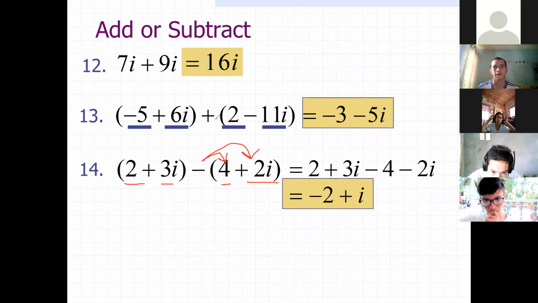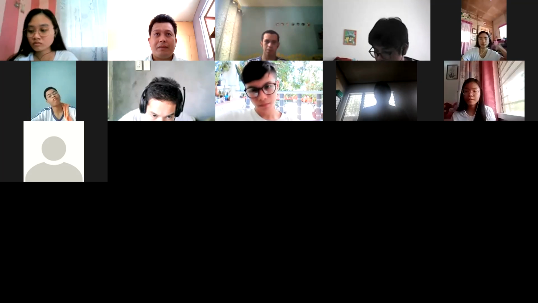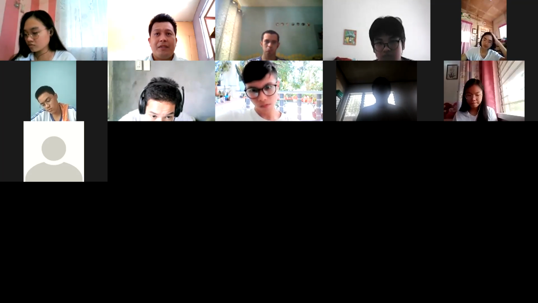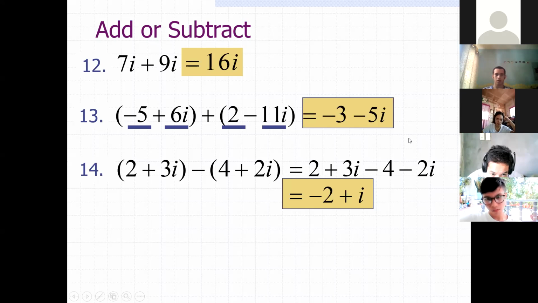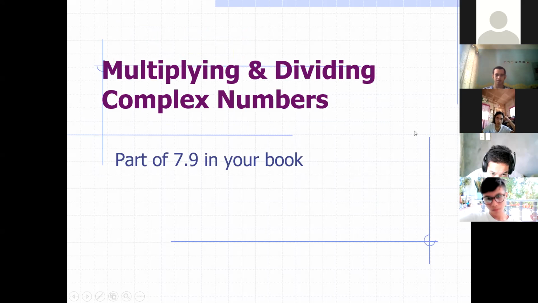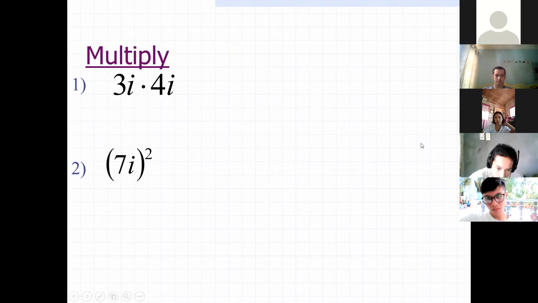No problem with the first part, because positive times negative is still negative. But here, you have negative 4 and negative 2. So combining 2 and negative 4, we have negative 2. Then 3 and negative 2 is positive 1. So that is addition and subtraction of polynomials, rather complex numbers, class. Questions? Any clarification for addition and subtraction? Silence means no. So let's proceed with multiplication and division of complex numbers.